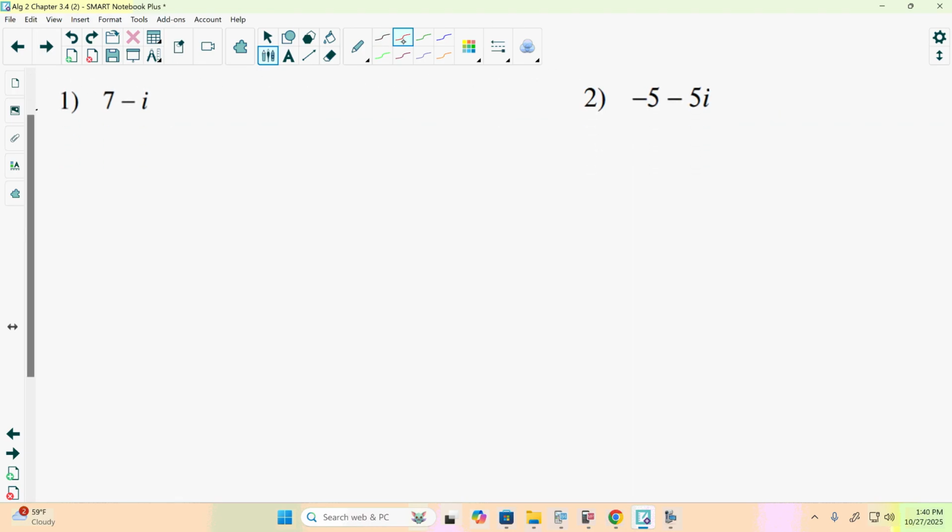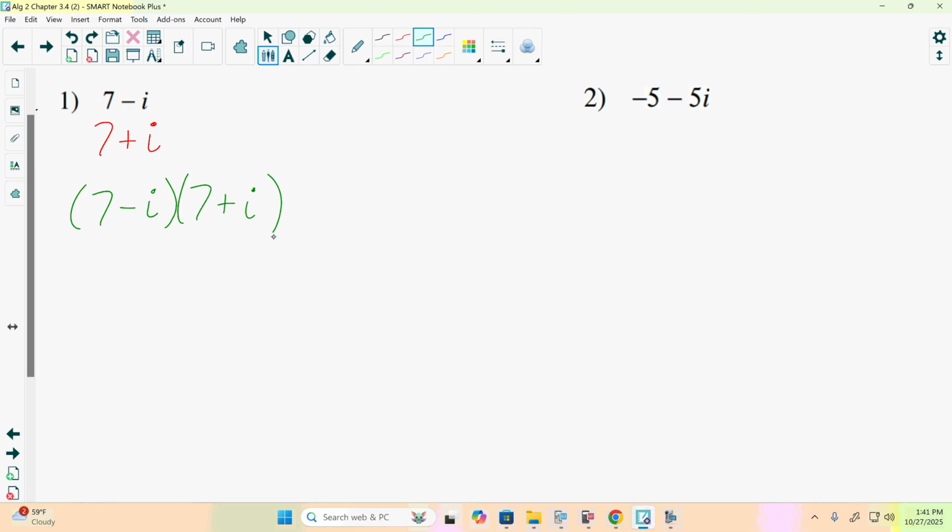7 minus i. What would the complex conjugate of 7 minus i be? That's the complex conjugate. Now, before we move on to the next one, let's multiply these two together. You don't have a whole lot of space, so you can watch this here. There is something interesting that does happen.